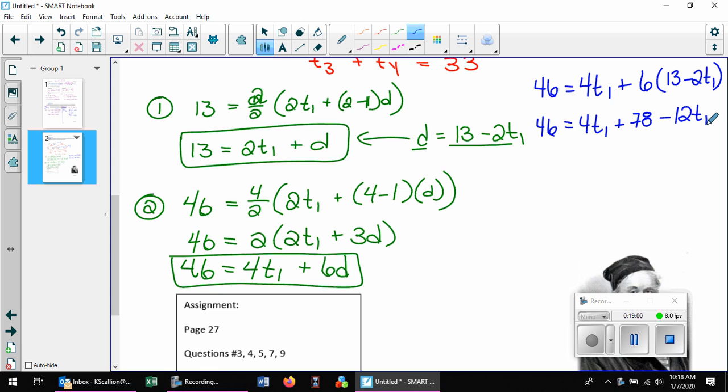Okay, so now I can solve this for t1. Does that make sense to everybody? Like I can solve this because now I have a single variable in here and this is just grade nine math. So I'm going to have negative 32 equals negative 8t1. So t1 equals 4, that's supposed to be a t1, everybody.